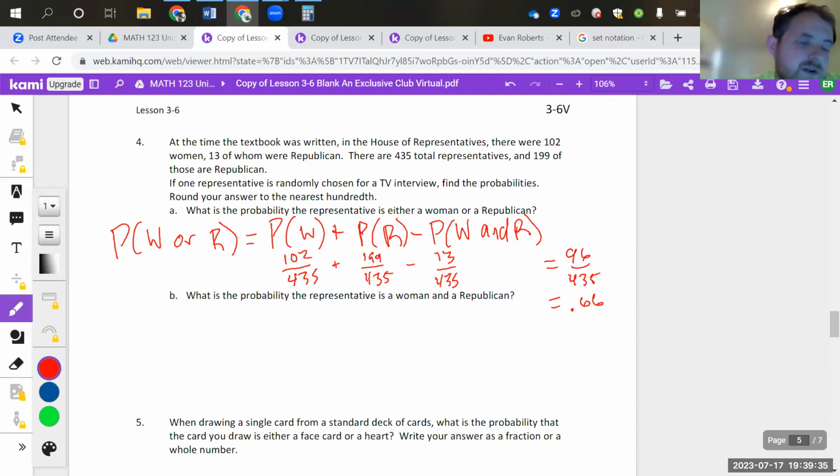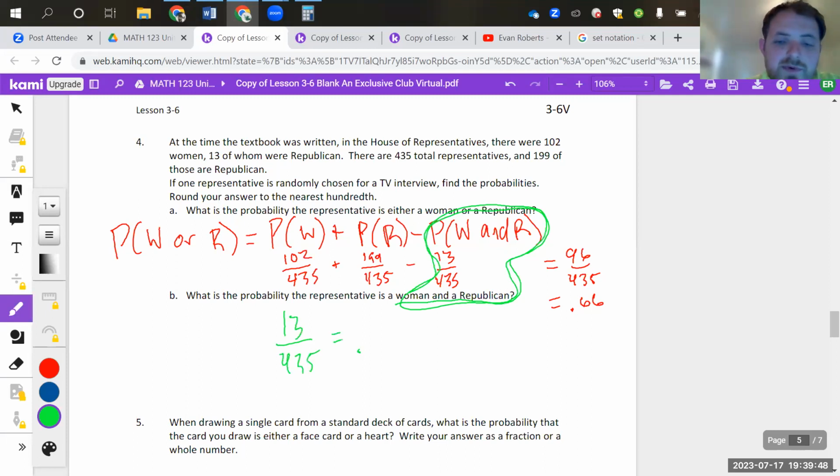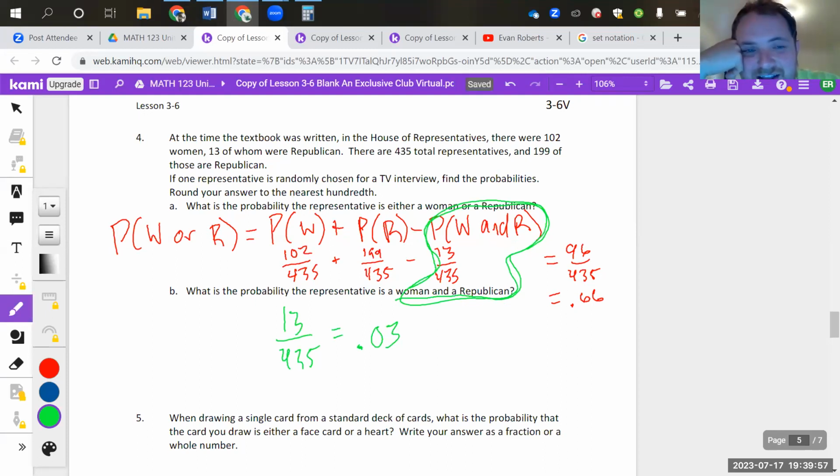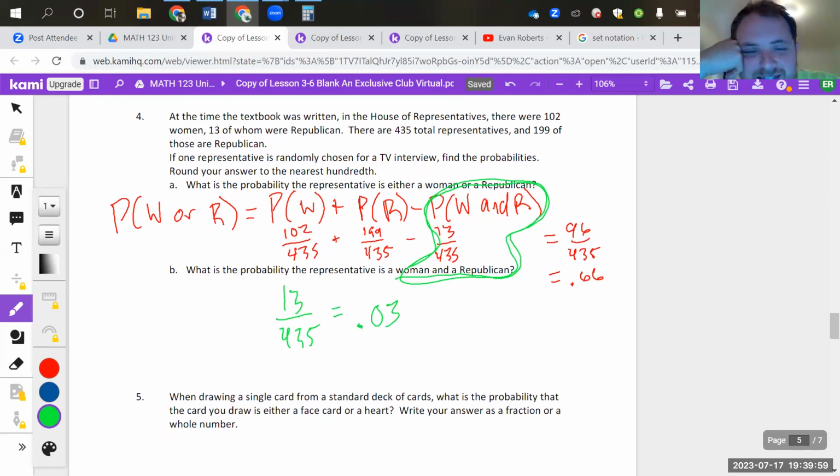So what's the probability that they're a woman and a Republican? We actually already figured that out right there. That would just be 13 out of the 435, which would be a 3% chance. So the Republicans are not having a ton of women out there these days, or when this book was written.